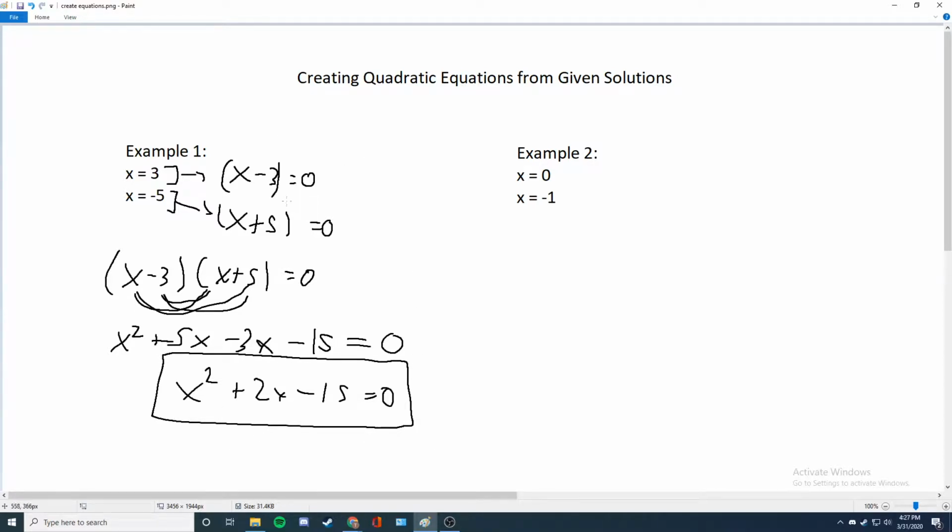So it's a pretty easy process. We're just kind of working backwards. Finding the factors is honestly the hardest part, and that's not too bad.